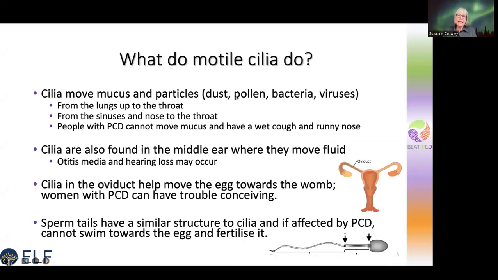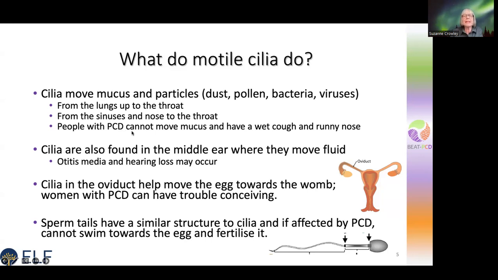So what do motile cilia do? I've just hinted that cilia move mucus and particles. These particles can be dust or pollen, things that we breathe in, bacteria, viruses. The cilia move these particles in the mucus from the lungs up to the throat, where it is normally swallowed. People normally produce about an egg cupful of sputum every day without knowing it. In the sinuses, cilia also move secretions from the sinuses and the nose to the throat, where it's also swallowed. But if you don't have PCD, you don't really notice that.